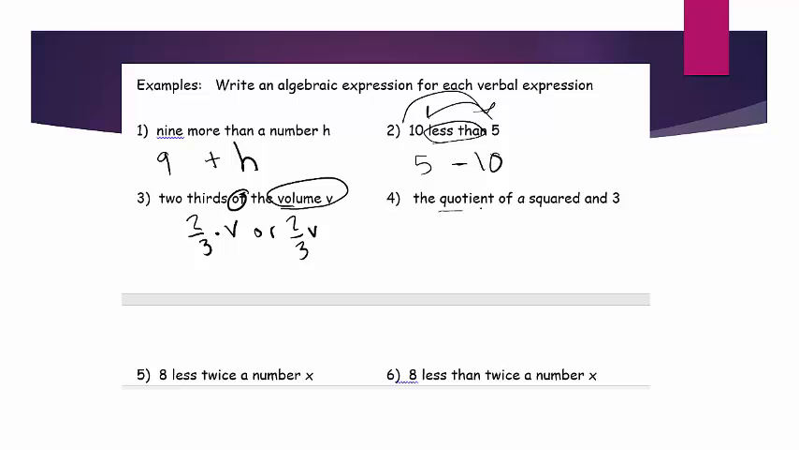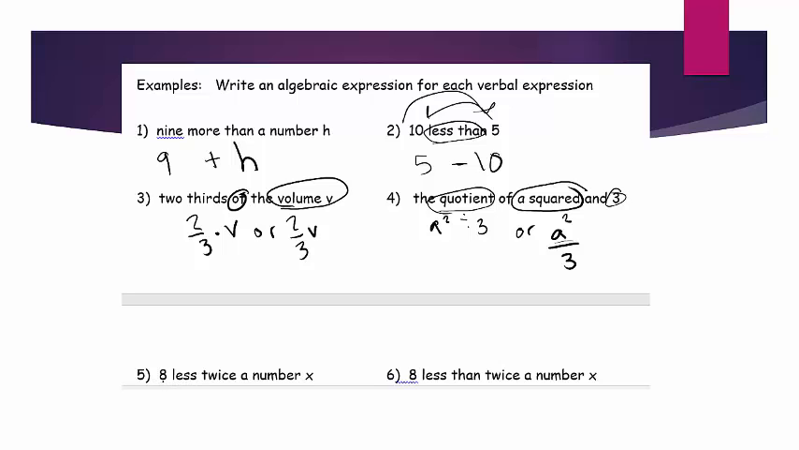And number 4, I see the word quotient. Quotient means there's a division problem. So you got to figure out, what 2 things am I dividing? I'm dividing a squared, and I'm dividing 3. Remember, you can also write this as a fraction, a squared over 3. They mean the same thing. Fraction bar is division.